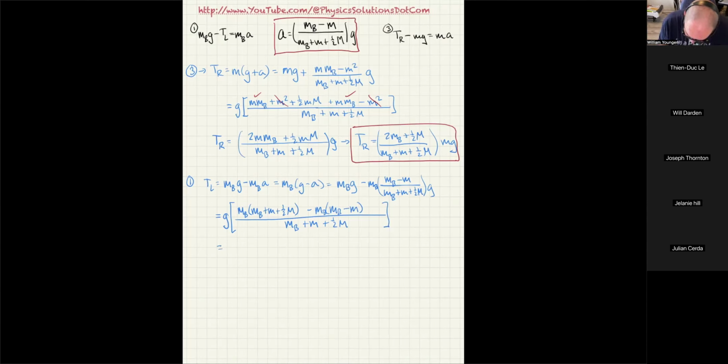So I can continue on with this by distributing. I got the G out in front. That's going to give me MB squared plus MB plus 1/2 MBM minus MB squared. Minus times minus would be plus MB, like that. And then all over top of that new denominator, MB plus M plus 1/2 big M, like that.